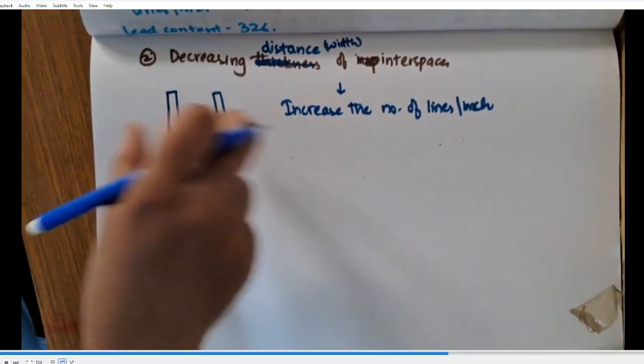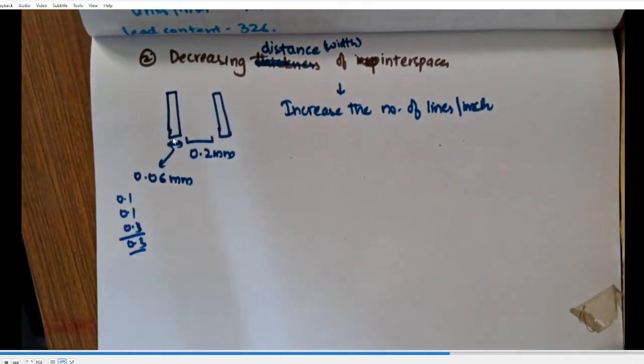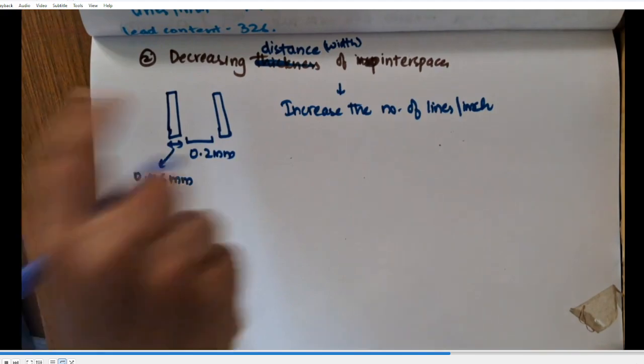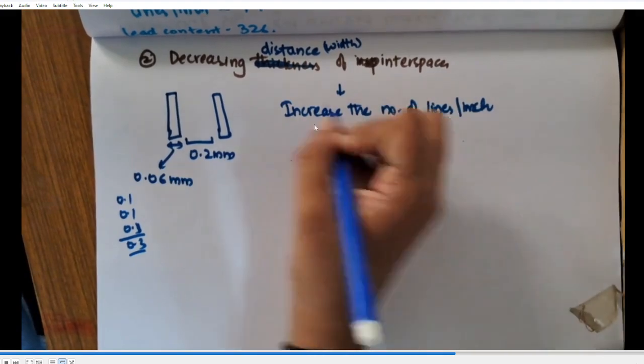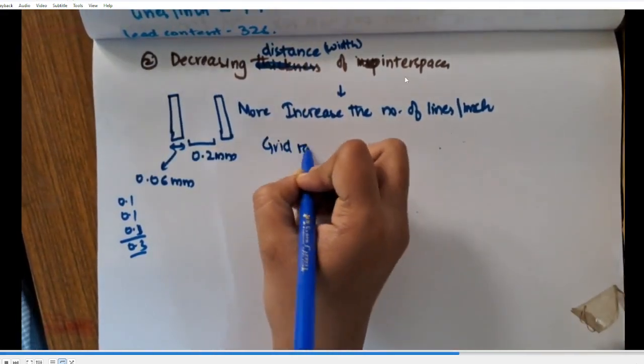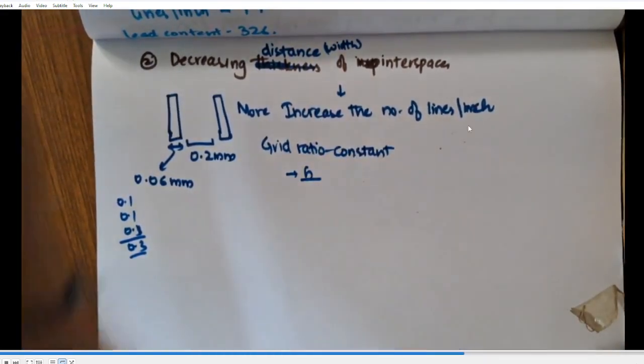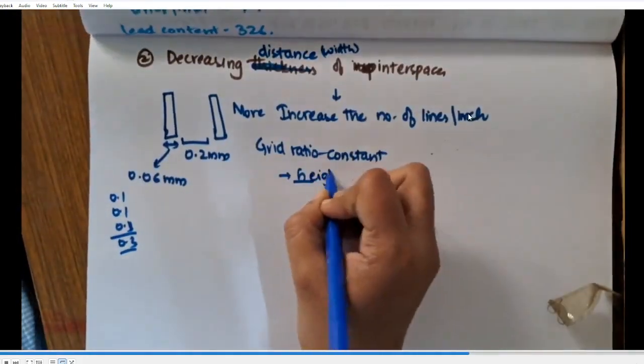But here the decrease in interspace is around 0.1. So by just placing 3 of these, we have to add one more of this. I don't know how to put this into words, but the number of lines per inch is increased more here when compared to the previous one. That's the only thing that I can say. So a decrease in width of the interspaces will result in more increase in number of lines per inch.